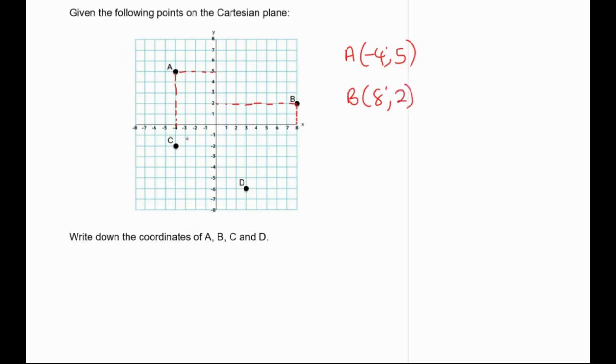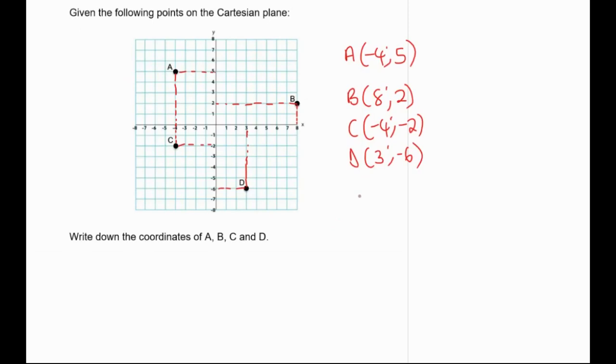And then the coordinates of C, check x first. That's -4. And then y, that's -2. Okay. And then D, we check x first. That's 3. And then you check y. That's -6. This is how you find the coordinates of given points.